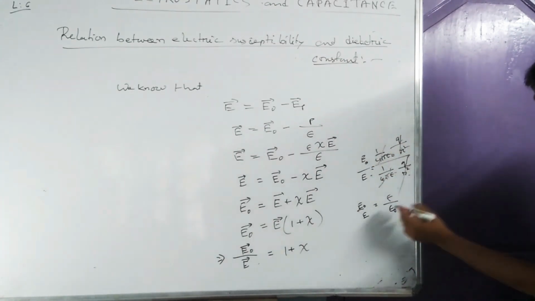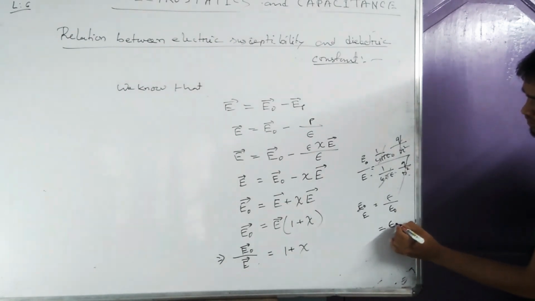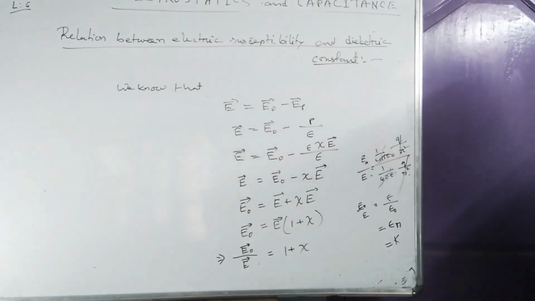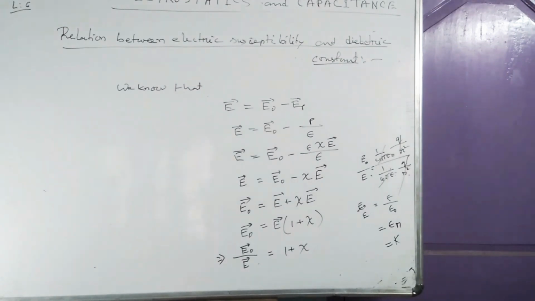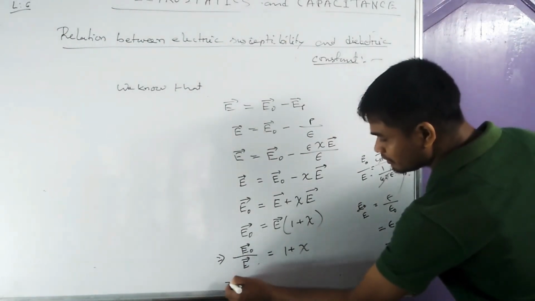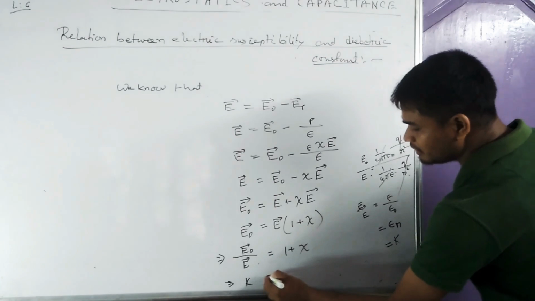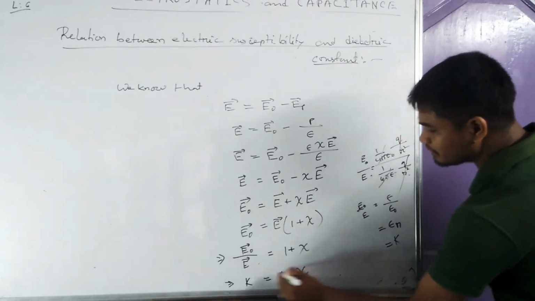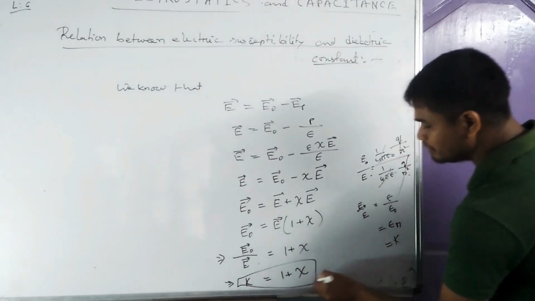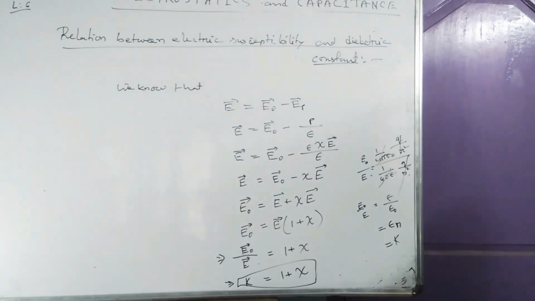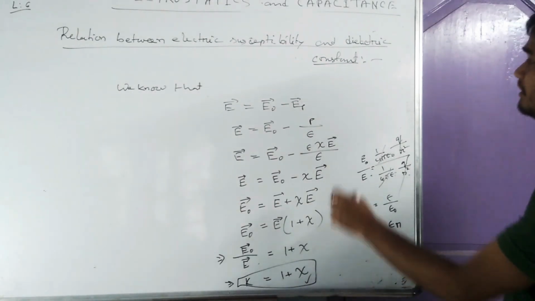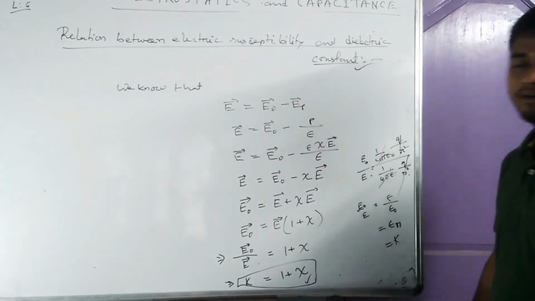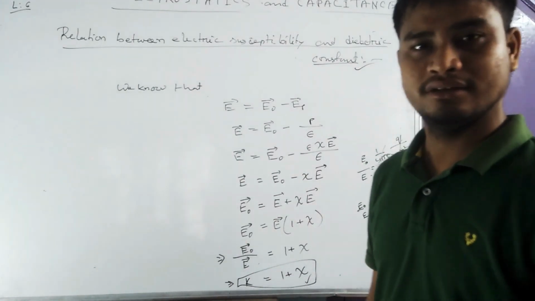Epsilon by epsilon naught is called epsilon R or K. So E naught by E is equal to 1 plus chi. This is the relationship between electric susceptibility chi and dielectric constant K or epsilon R. Okay, thank you.